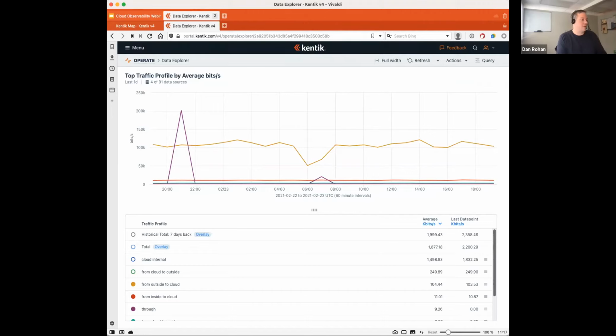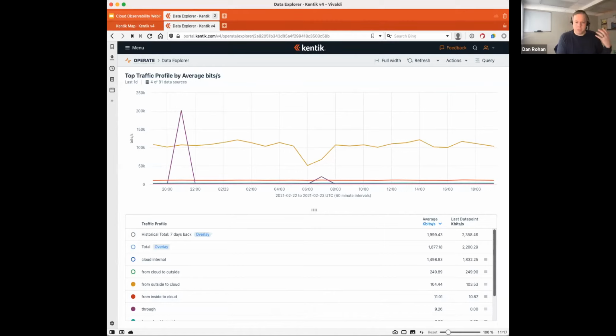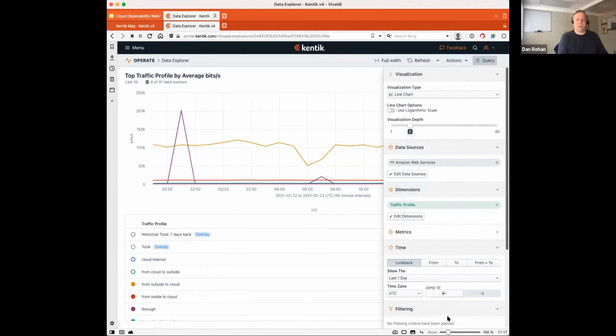In that case, we see the outside to cloud, so traffic coming from the outside and into the cloud, and from the inside, meaning my data center traffic going to my cloud, was completely untouched. And so this helps us to begin to draw some conclusions, i.e. some parts of our cloud were completely unaffected while others were deeply impacted. So what were they? I'm going to use a really neat feature of the Data Explorer to dig in a bit here.